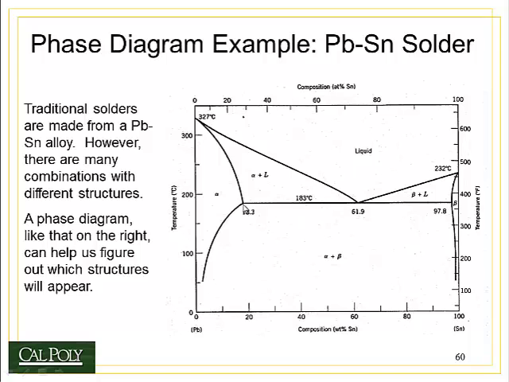We also have, as I've already mentioned, a couple of points drawn on here. So here at 18.3 weight percent tin and 183 degrees Celsius, you have alpha, liquid, and beta all present at the same time. At 61.9 weight percent and 183 degrees Celsius, you have liquid, alpha, and beta present. And again, at 97.8% exactly and 183 degrees Celsius, you have alpha, beta, and liquid present.